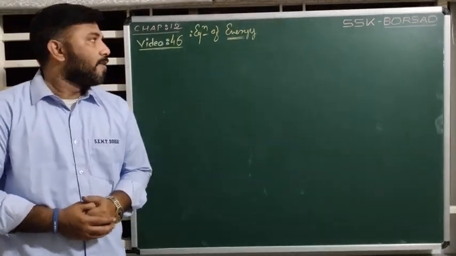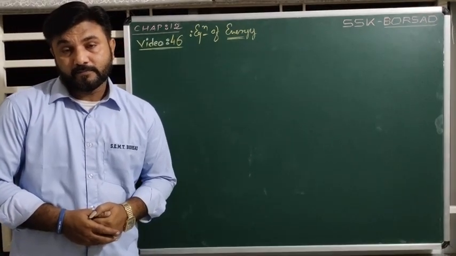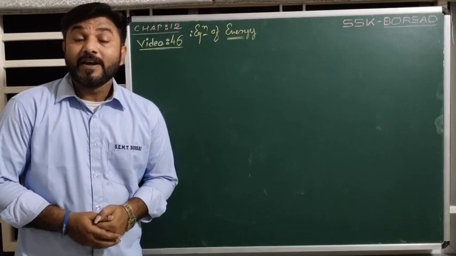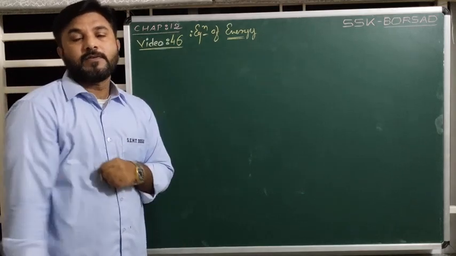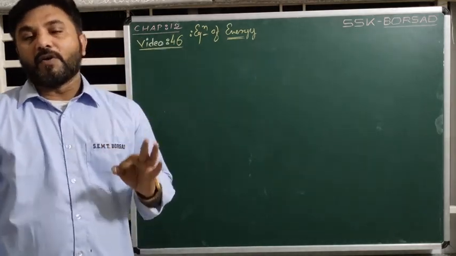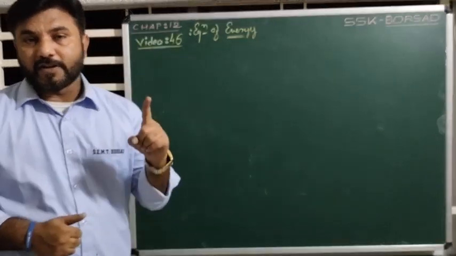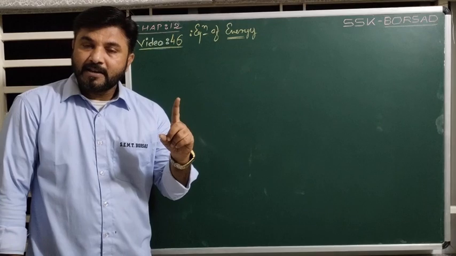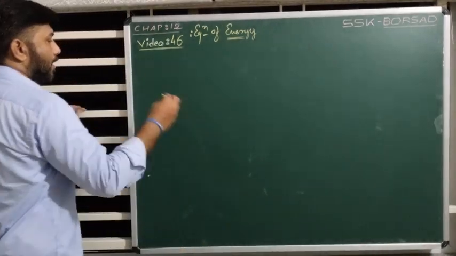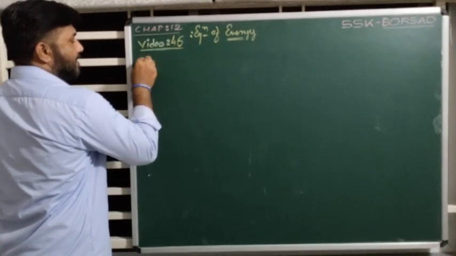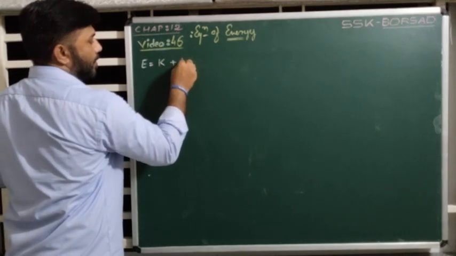In this video, we will see the equation of energy of an electron revolving around the nucleus. When electrons are revolving around the nucleus, they have two energies: first is potential energy and second is kinetic energy. So the equation of energy is given by E is equal to K plus U.